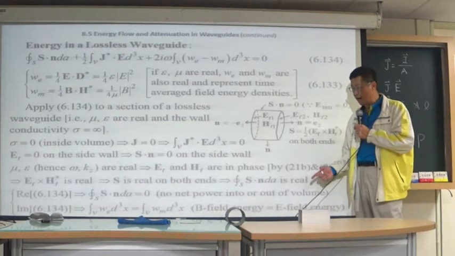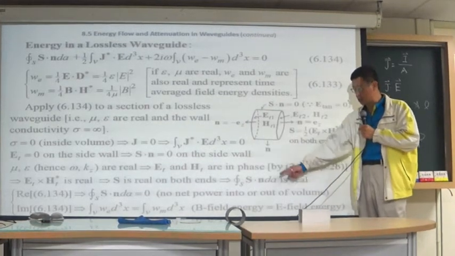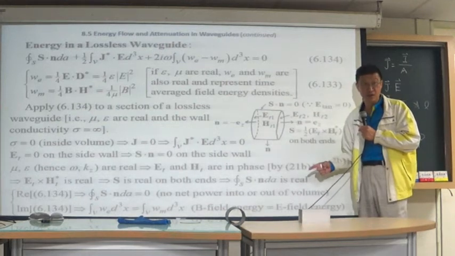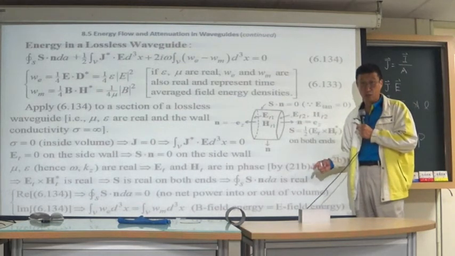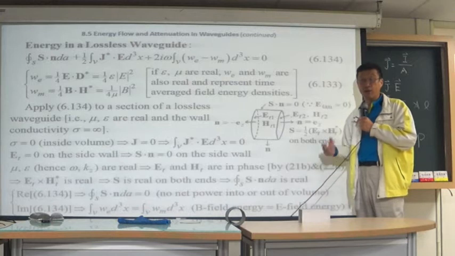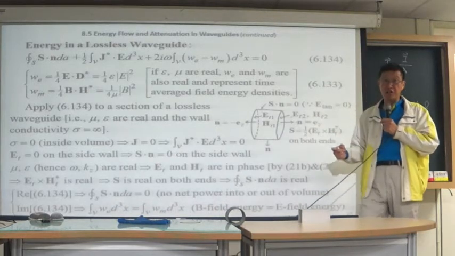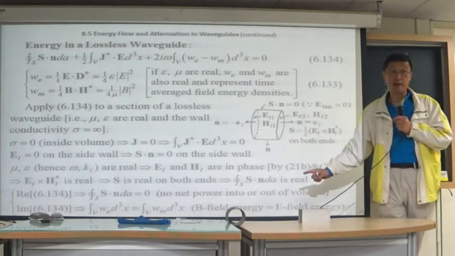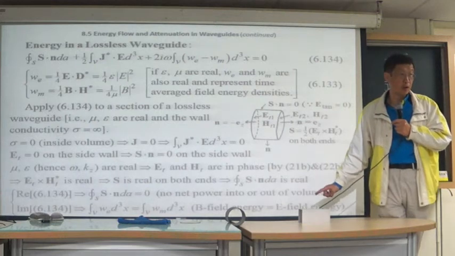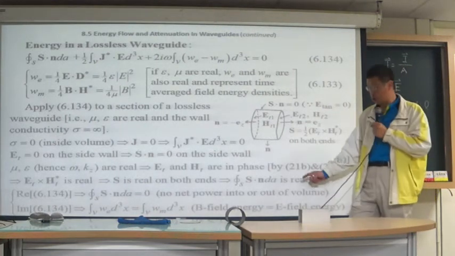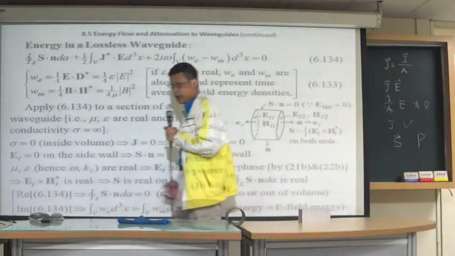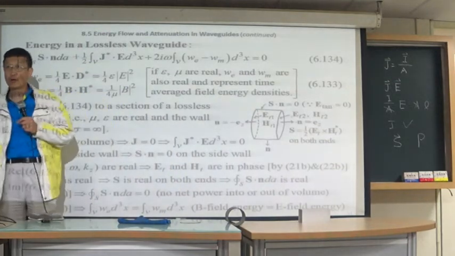But in this case, B field energy equals E field energy. Can we find some exception where these two are not equal? Yeah, we can do that. We can find some special case where these two are not equal to each other. Yeah, that's possible.